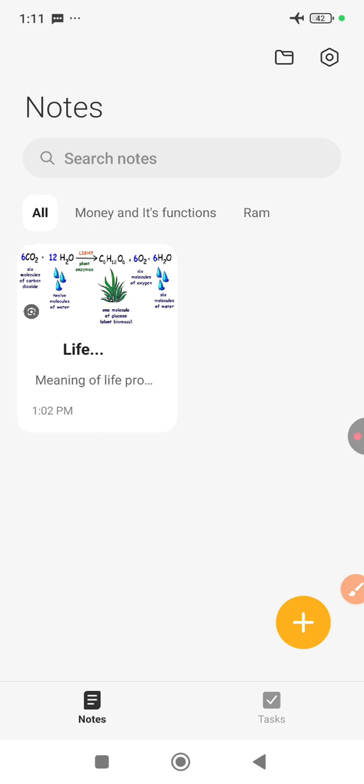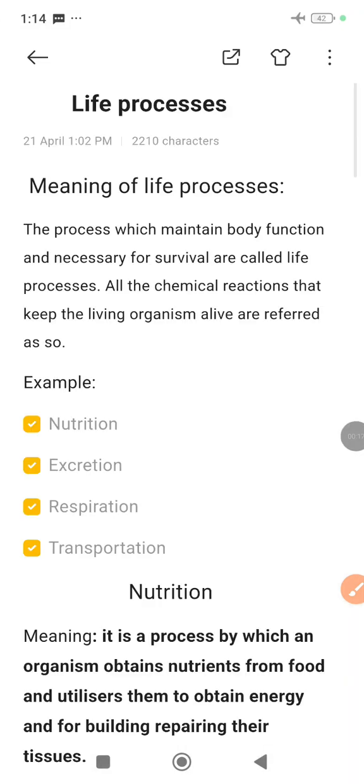Today I will be explaining a crucial topic from the class 10 science curriculum. Let's get started and understand it thoroughly. My today's topic is life process. So let's start and understand what is the meaning of life process.